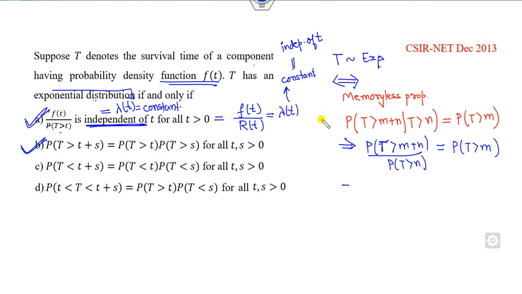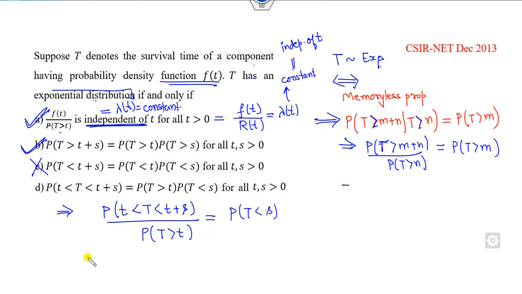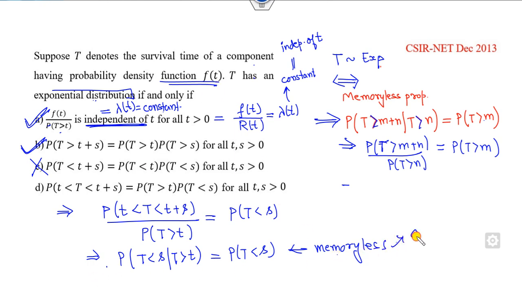Look at this third option, probability. This is not true, because this result is only true when they are greater than signs, but here they are less than signs, so they are not correct. Look at this one, how you write this question. If I say probability of T less than t plus s divided by probability of T greater than t, fine, how can you write that? By the definition of the conditional probability, this means T will be less than S, conditioned on T. Fine. So what is that? This is also the memoryless property, and if it is a memoryless property, it means this follows the exponential distribution. This is also correct. Remember that whenever this is a less than, the conditional must be greater than, but here it is a less than. That's why this option is cancelled.